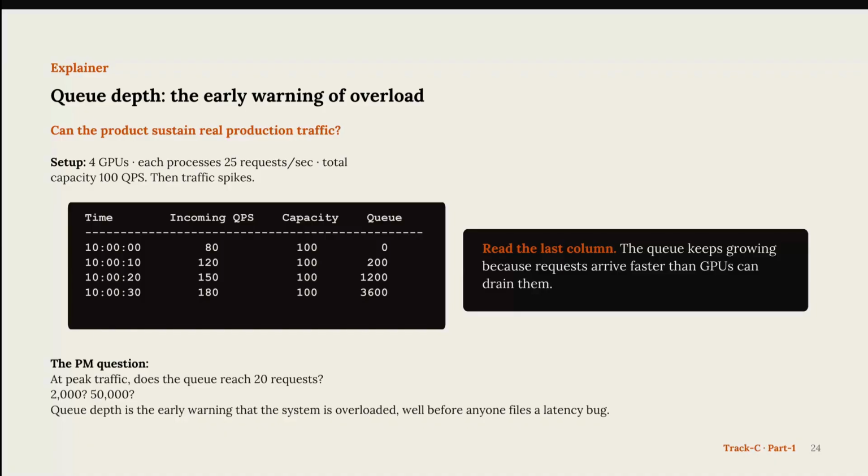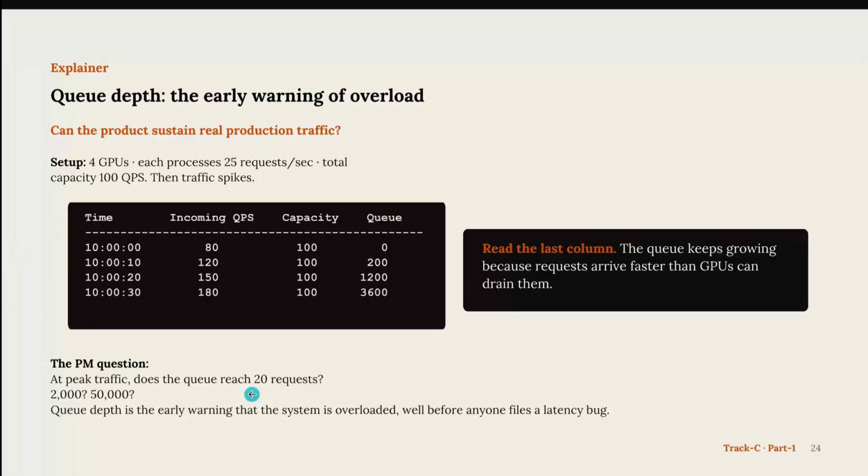Yeah, that's what we are saying. The queue keeps growing because requests arrive faster than the GPUs can process them. For a PM, the question is, at peak traffic, does the queue reach 20 requests or 2000 or 5000? Because queue depth is the early warning that the system is overloaded.